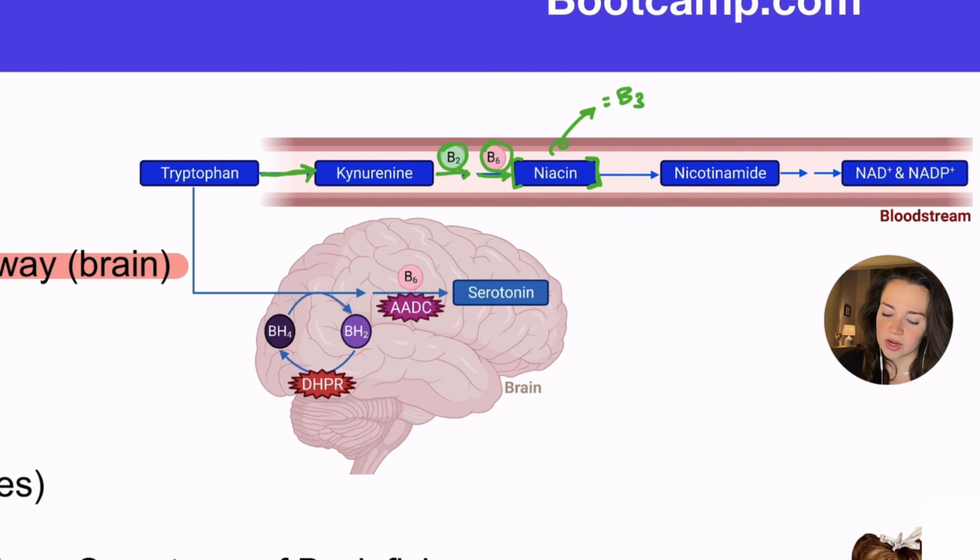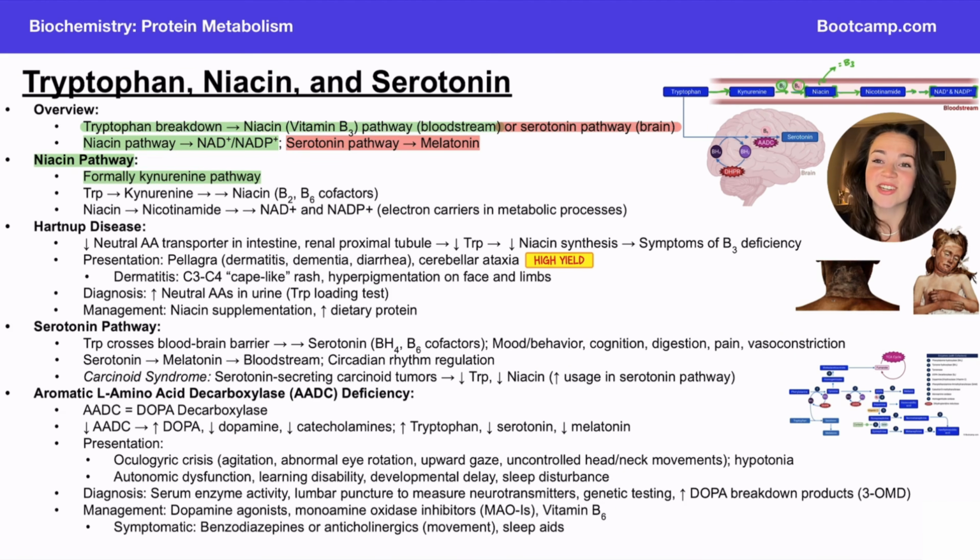Once we've made our niacin, we can turn it into nicotinamide, which will undergo more complex reactions and eventually turn into NAD+ and NADP+. And from a pathway perspective, that's really it in terms of what you need to know. Don't get bogged down on too many enzymes. Just know the steps that are listed here on the slide and you should be in pretty good shape.